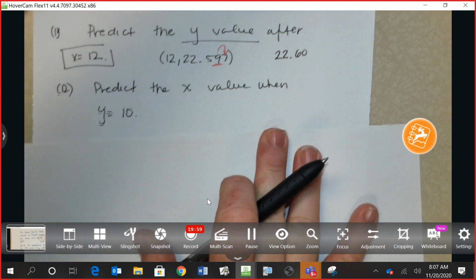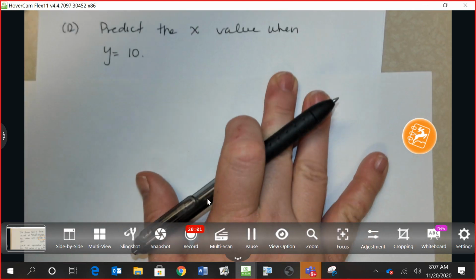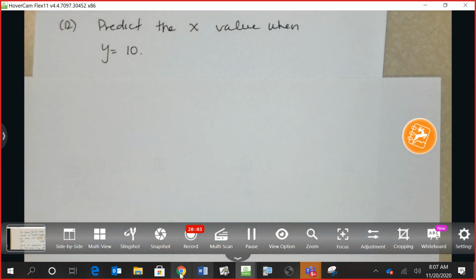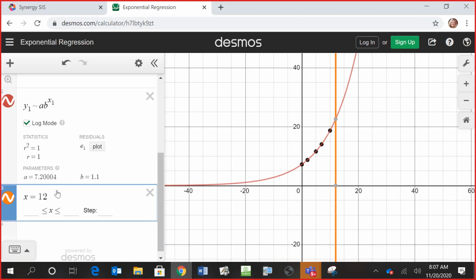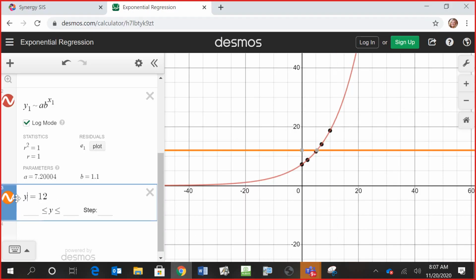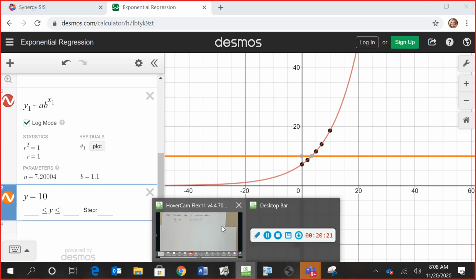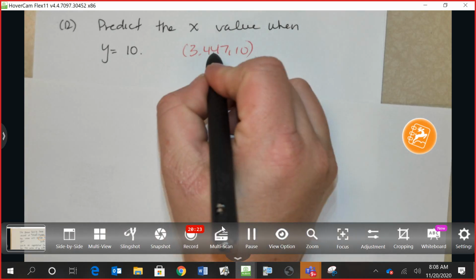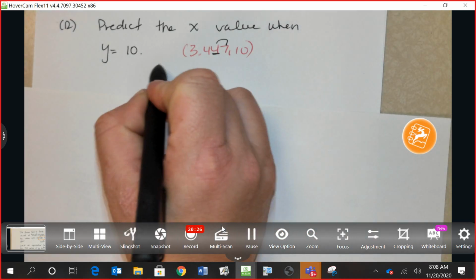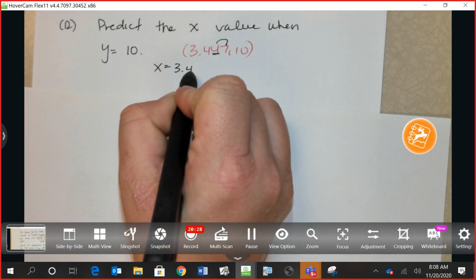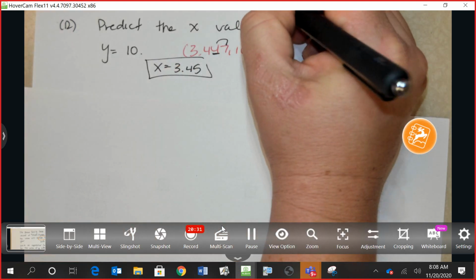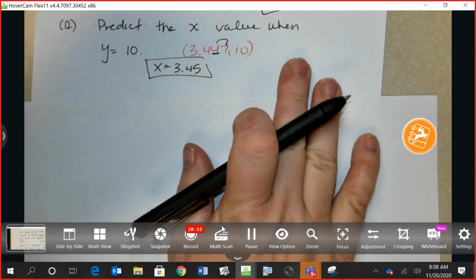Okay, going on to the next one. The next one says predict the x value when y is 10. So I'm going to come back to the graph. Same concept, and this time I'm typing in y equals 10. I find exactly where they cross. I'm going to write it down. Remember to round to the nearest hundredth. It does say that. So I come back over here. I look at the 4. I look behind it. It says bump up. So the x value would be 3.45. This would be the y value previously, and this would be the x value.